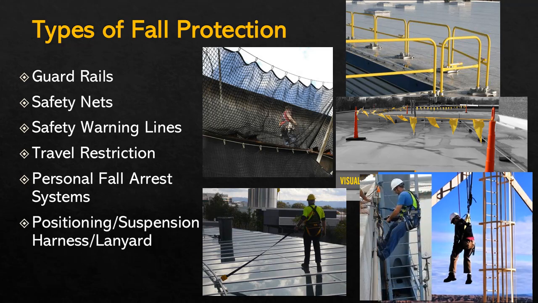And the more limited versions of this would be the positioning or suspension harness and lanyard system, where you're kind of like the travel restriction system you see here, where you literally can't fall farther than your own person height because the system is designed to prevent you from going any farther.